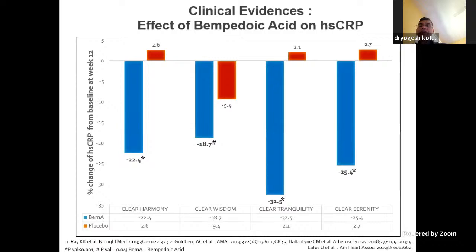Especially hsCRP and other markers. So this is a 22.4% reduction in hsCRP from baseline. And when you combine it with bempedoic acid, it is 32.5%. So there's a significant reduction in hsCRP levels with bempedoic acid as opposed to placebo. Next slide.